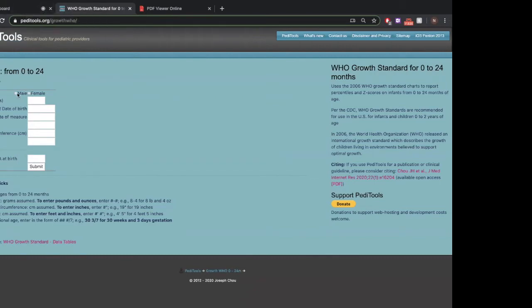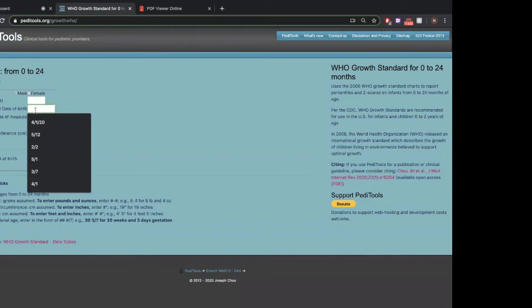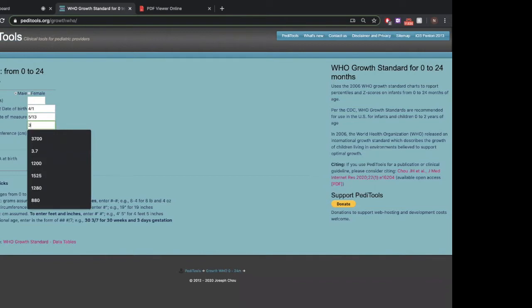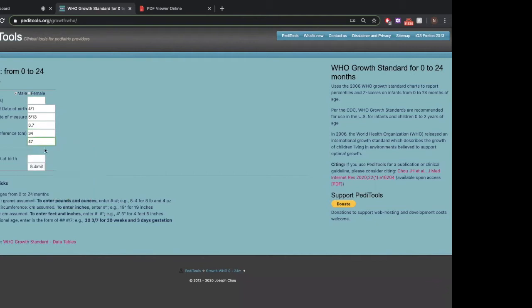So we're going to go ahead and put in the values again. So we have a male. I'm going to skip the age of months. We're instead going to put in the date of birth. And then the date of measure was, again, 5/13, with a weight in kilograms this time of 3.7, 34 centimeters of head circumference, and 47 centimeters in length. And then the gestational age at birth was 34 2/7.